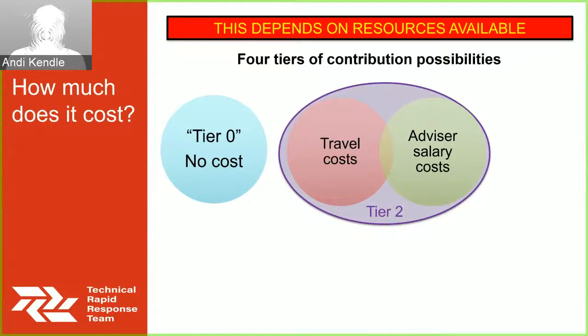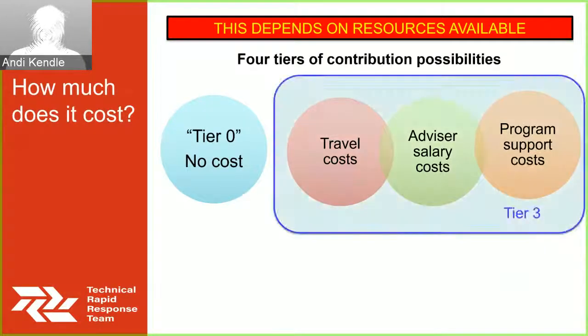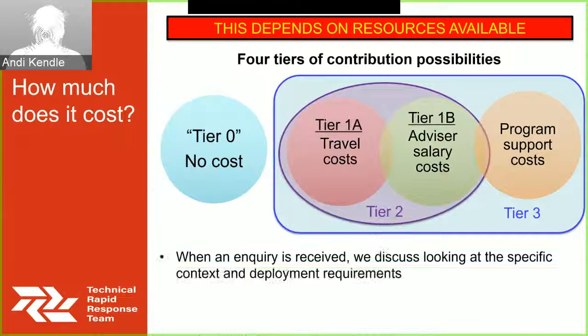Then finally, the third tier includes the same as tier 2 plus program support costs. So this is really what it costs to run the Tech RRT project. Each deployment takes a small piece of what it costs to run everything. So when we receive an inquiry or a request, we discuss it with the country and the organization, looking at the specific context and the deployment requirements to see how much it's going to cost, and then to see if the country or organization can contribute.